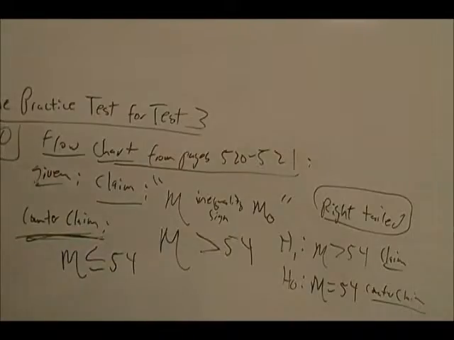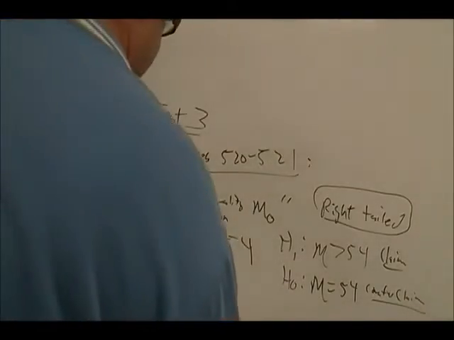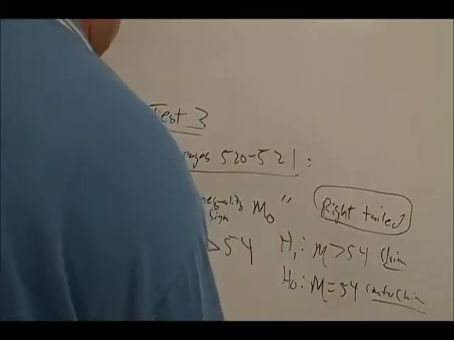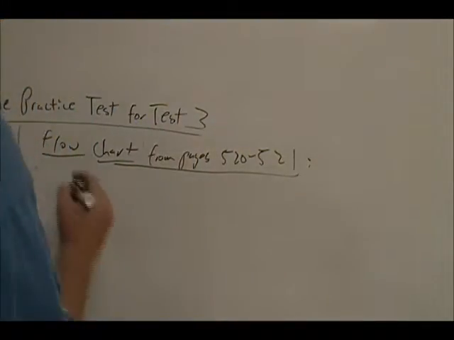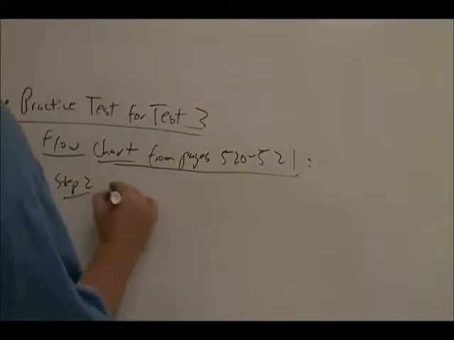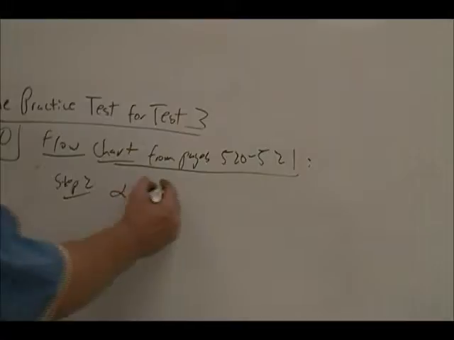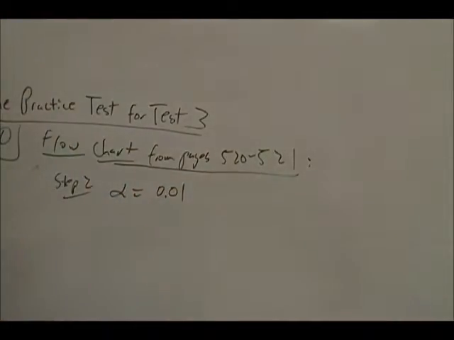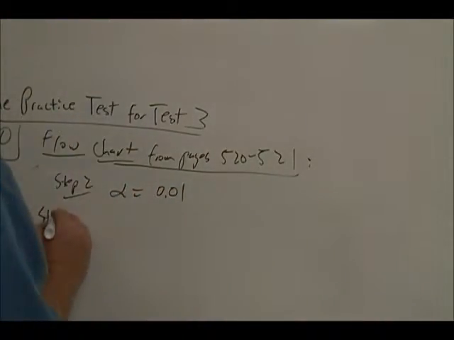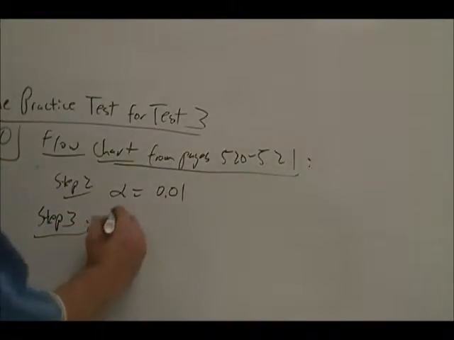So, now we move to step 2. Of course, step 2 is just give the given significance level. This is all given in the solution key. So, step 2, our given significance level, we're testing this claim that the mean lifetime of a single battery is greater than 54 hours. This is going to be tested at a significance level of 0.01. That's like 99% confidence.